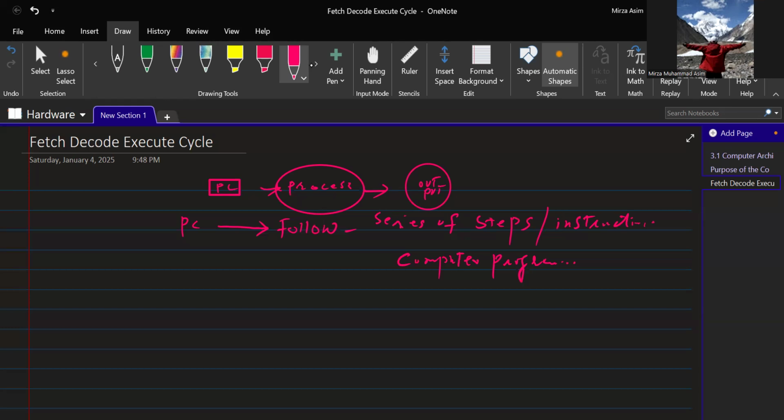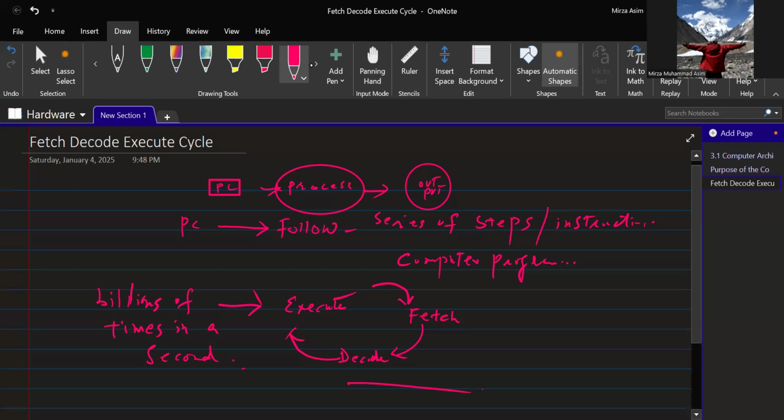Computer, it means the computer fetches the data or instruction, it decodes the data, and then it executes the data. So this process happens billions of times in a second. Clear? Any question?